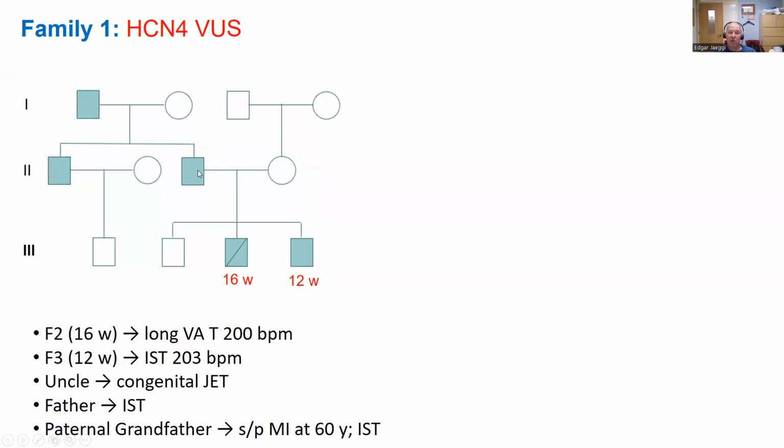who has inappropriate sinus tachycardia and went on the treatment of ivabradine afterwards, the uncle with congenital JET, as well as the grandfather who had multiple myocardial infarcts before 60 years of life and has now also a diagnosis of inappropriate sinus tachycardia.